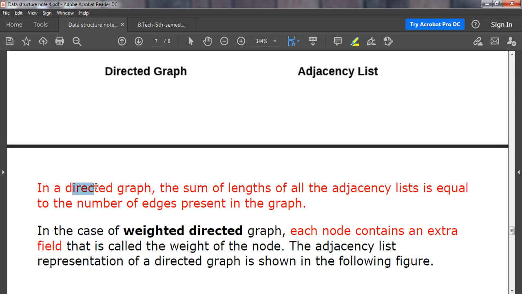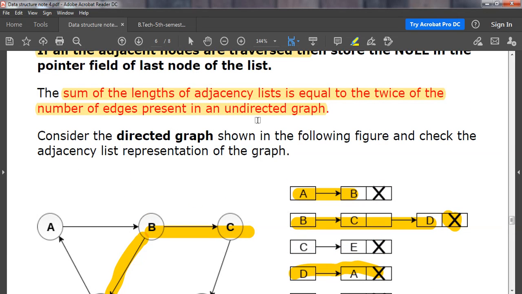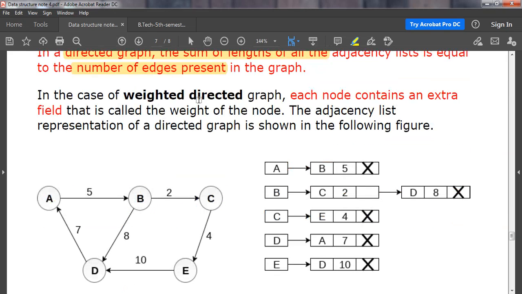In a directed graph, the sum of the lengths of all the adjacency lists is equal to the number of edges. So keep that in mind. In a directed graph, it is equal to the number of edges. In the undirected graph, it is twice the number of edges. So it is an important point.